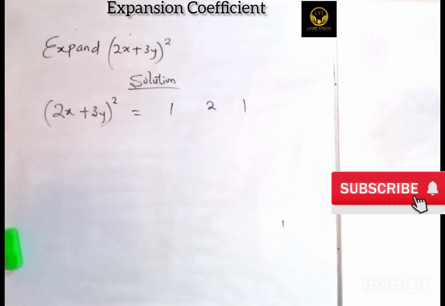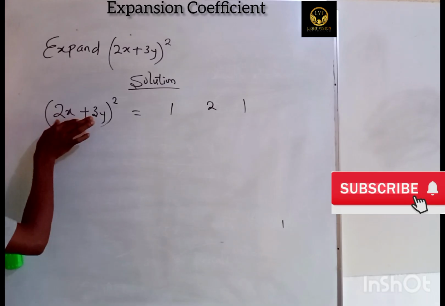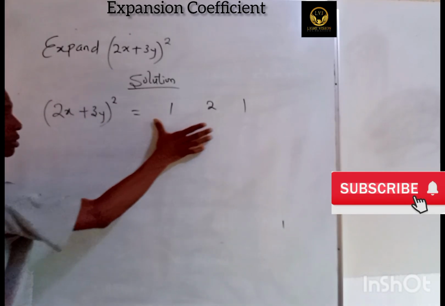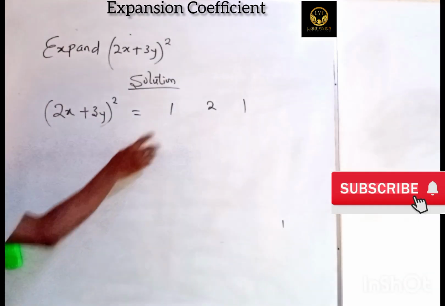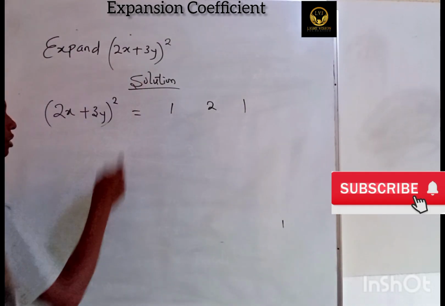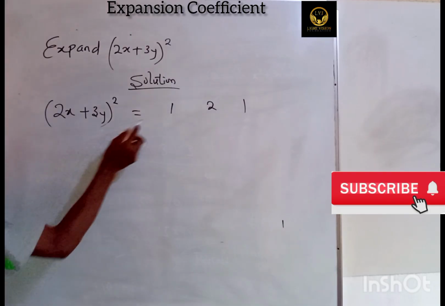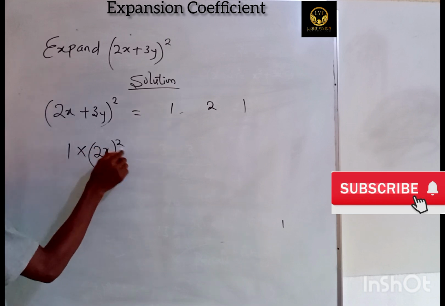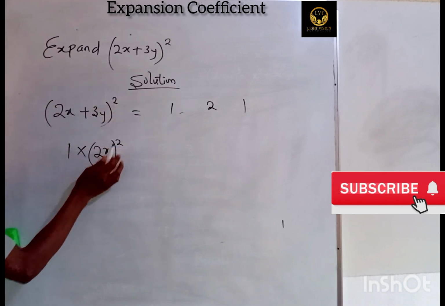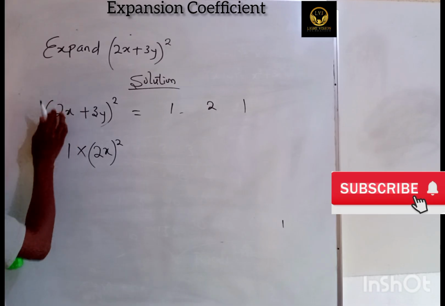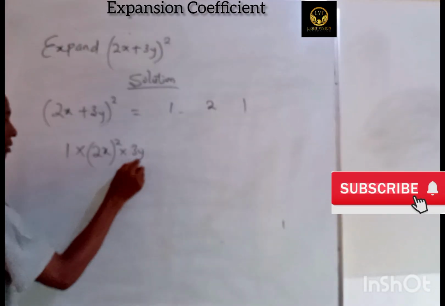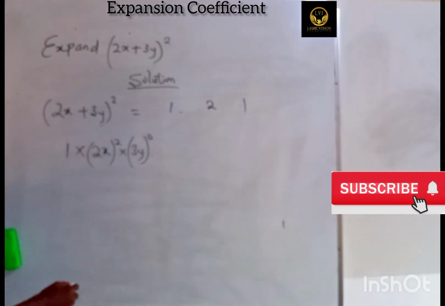But there is a trick in doing that. The trick is that the power of the first variable will be decreasing while the power of the second variable will be increasing as we use each term to multiply. So here we use the first coefficient, which is 1. Now when we multiply, we have 1 times 2x raised to the power of 2, because the power is 2. It will be decreasing because it is the first term, while this is increasing because it is the second term, times 3y raised to the power 0.